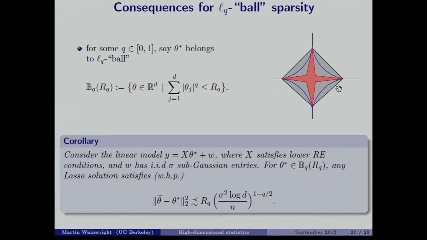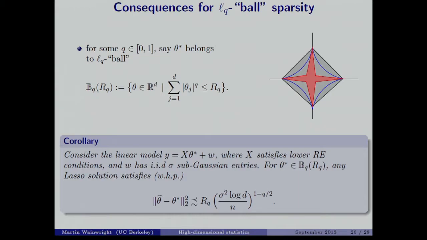Okay, so a corollary of that previous result is the following. If you took samples, for instance, from a linear model, so y equals x theta star plus w, we assume that theta star belongs to one of these LQ balls. I don't need to know Q. It just belongs to one of them. The noise W has zero mean IID sub-Gaussian entries. Sub-Gaussian just means it has Gaussian type tails, so it's not too ill-behaved. Then what that oracle inequality implies is the following.